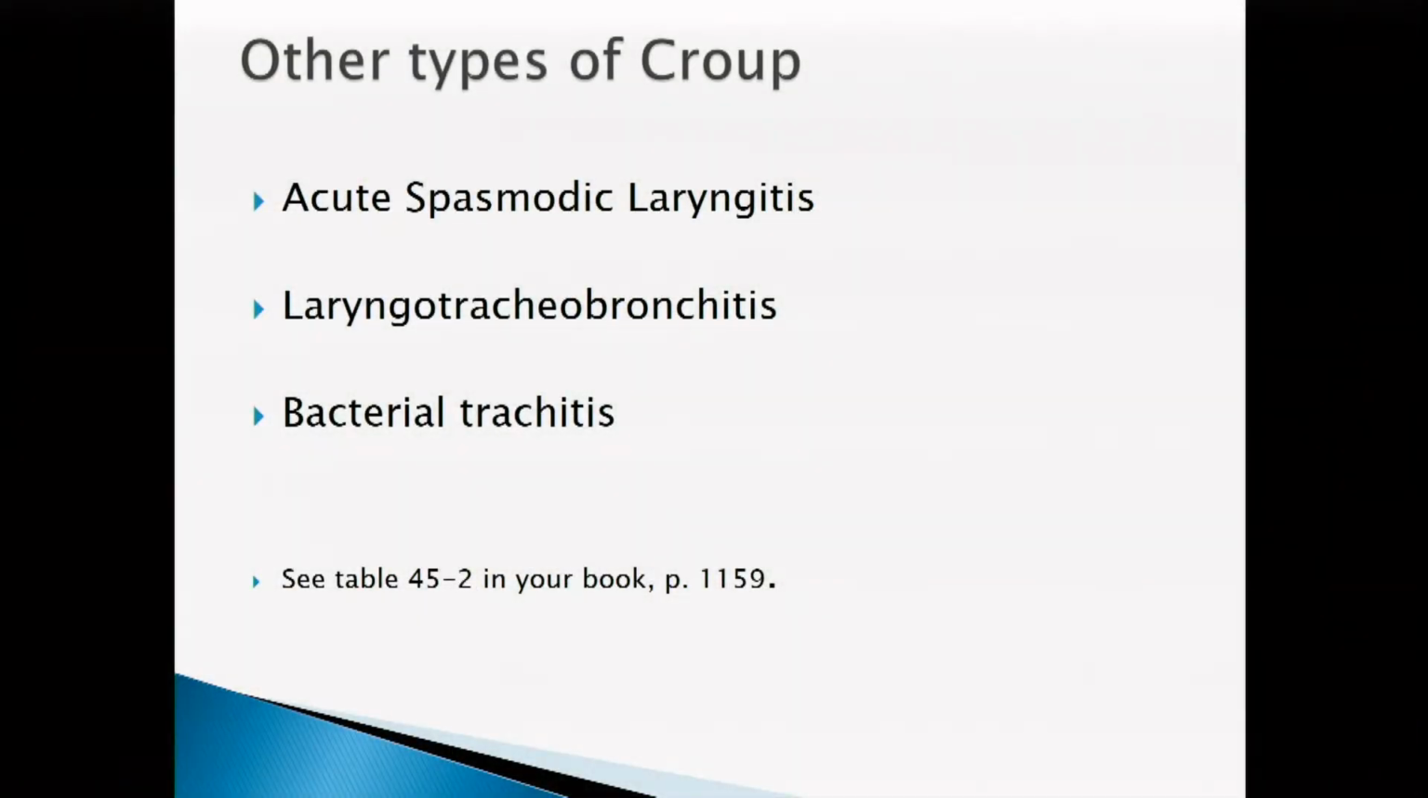And then you'll hear about other types of croup, other types of upper airway conditions with kids. Laryngitis is one, bacterial tracheitis is one. So there are a bunch of types of conditions that fall under the umbrella of croup, and it really depends on where in the upper airway it's affected.